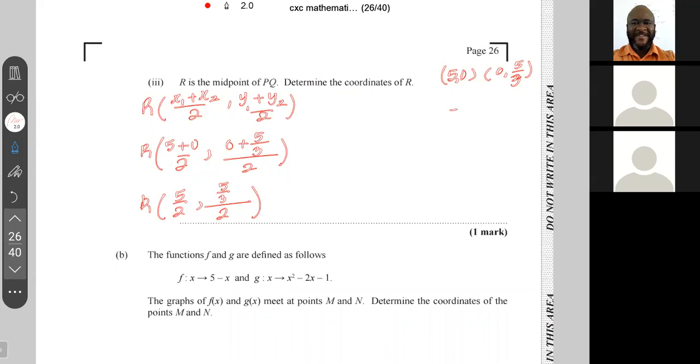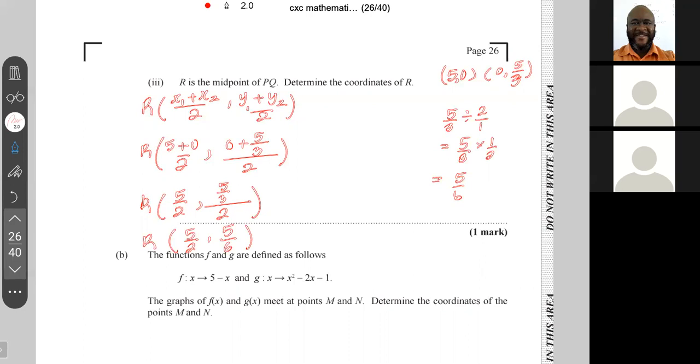Now, (5 over 3) over 2 is 5 over 3 divided by 2, which is 5 over 3 times 1 over 2. This is 5 over 6. So my answer is R is the point (5/2, 5/6). R is the point 5 over 2, 5 over 6.